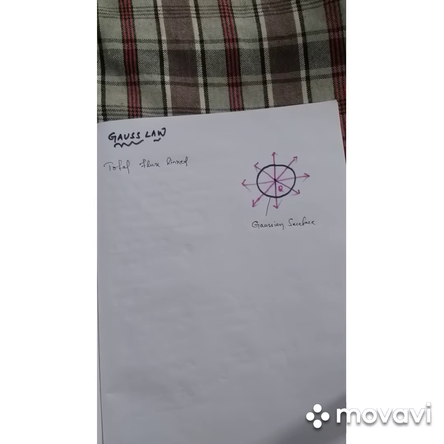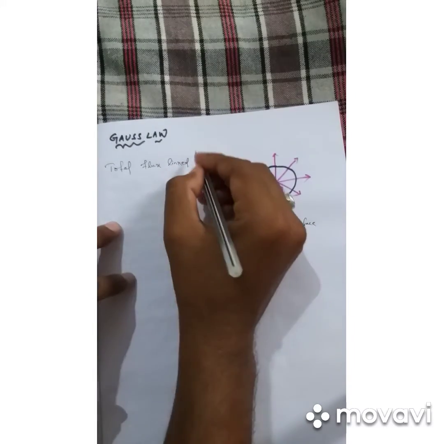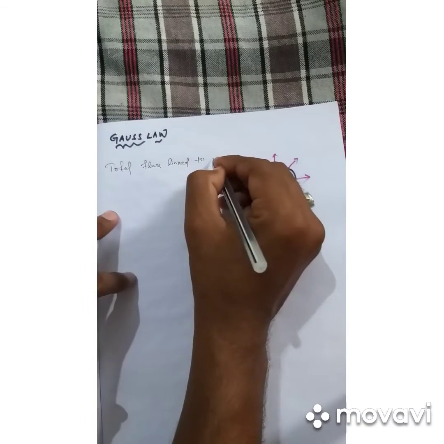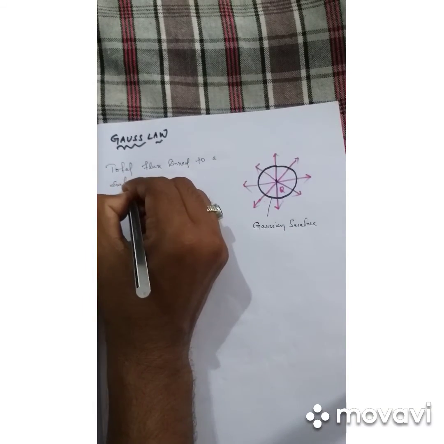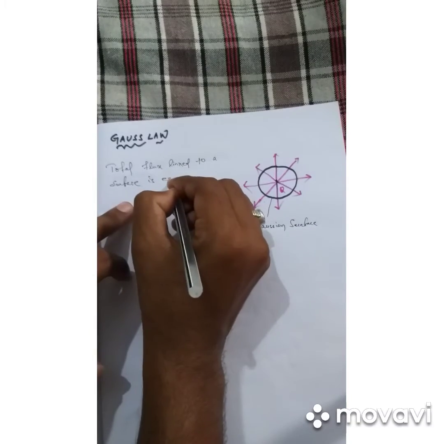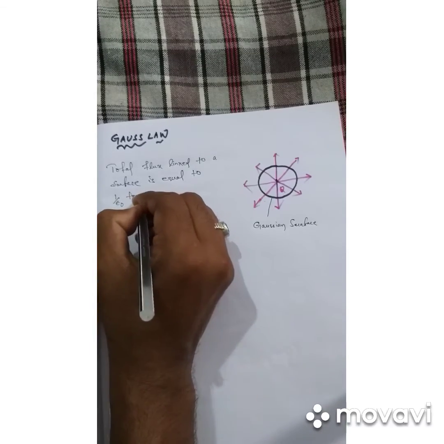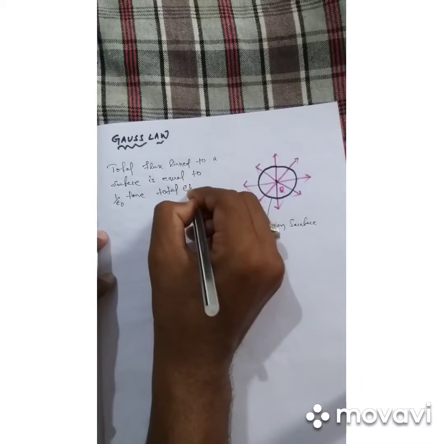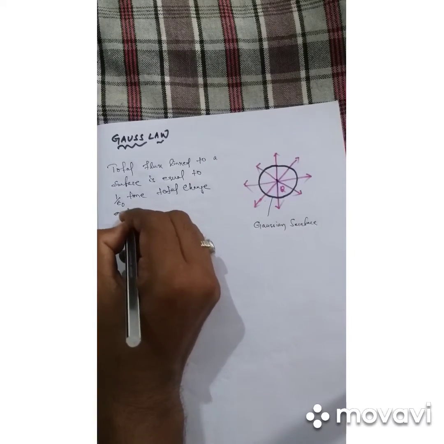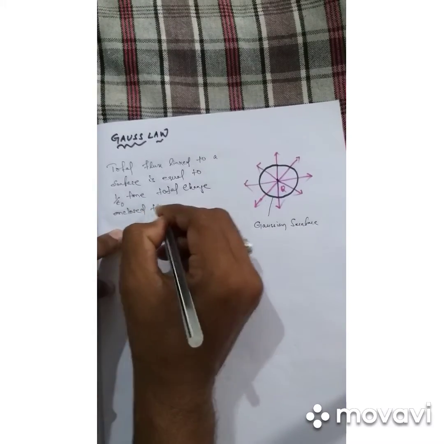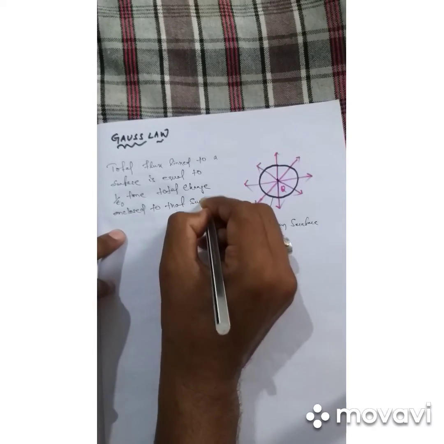Already I have discussed electric flux. Now I will discuss Gauss law. So Gauss law tells us the total flux linked to a surface is equal to 1 by epsilon naught times the total charge enclosed by that surface.